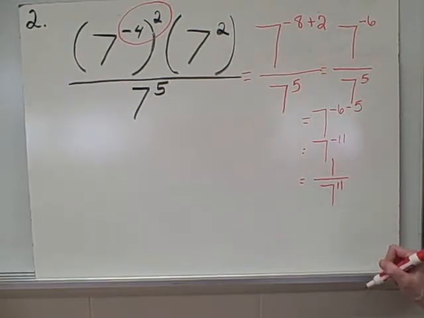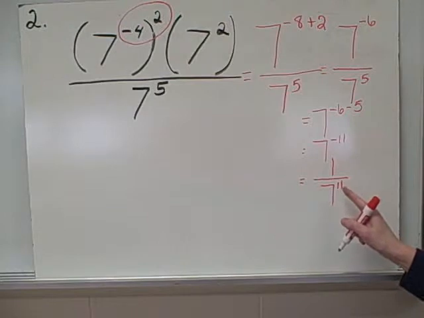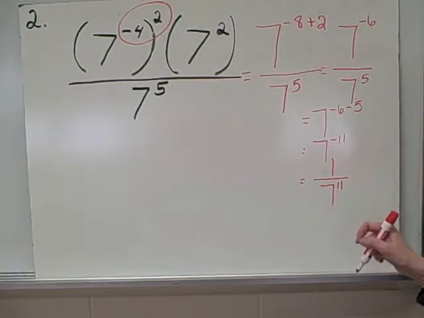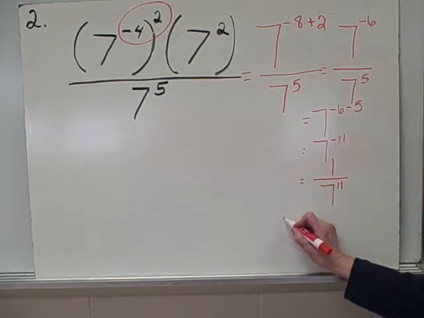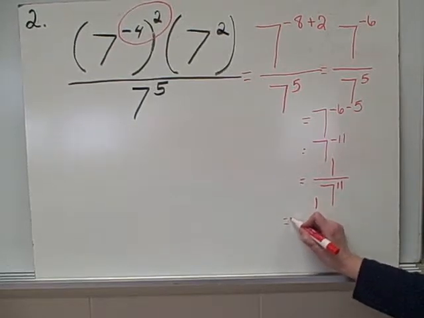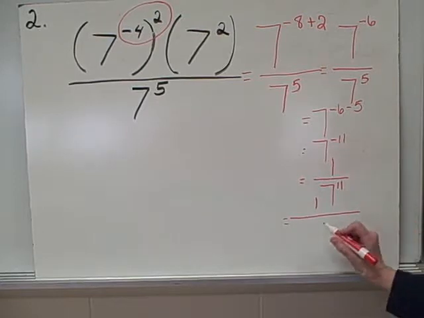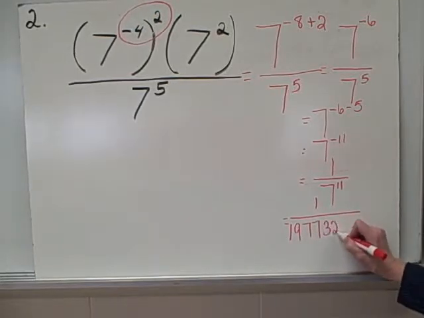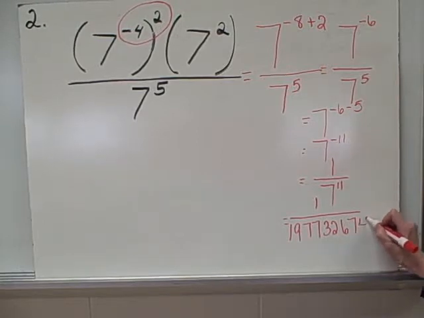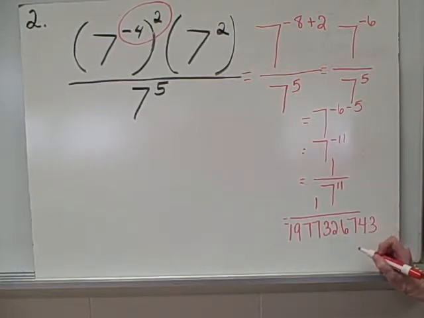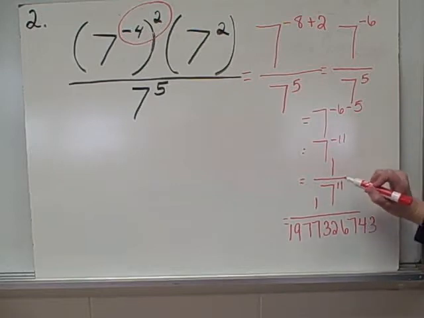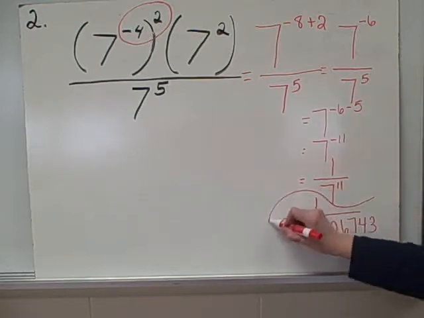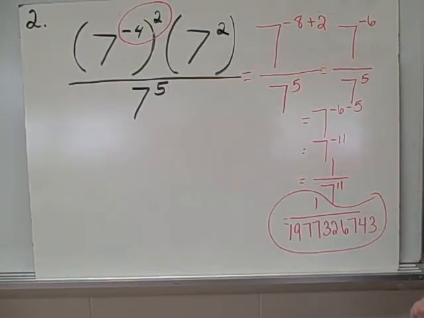Most of the time, you will be asked to evaluate the power, which means it's an exponent. It is still not your answer. So if we evaluate 7 to the 11th power, we get the very long whole number, 1977326743. If you have forgotten, all you need to do is 7 caret 11, and you can determine what your denominator needs to be when you have evaluated your power.